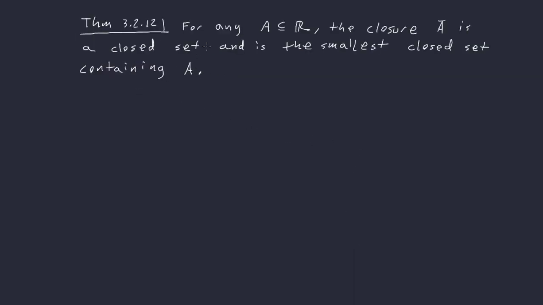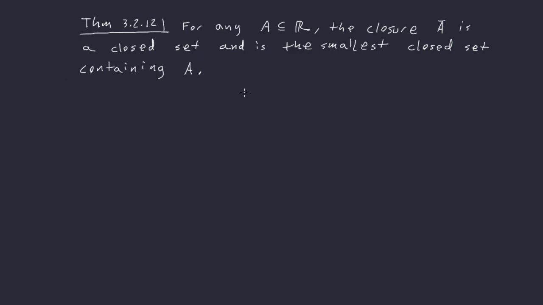All right, so this naturally leads us to Theorem 3.2.12, which basically says that for any A in the reals, the closure A bar is a closed set and is the smallest closed set containing A. Okay, so the part that is actually easier to prove here is that it's the smallest closed set containing A. It may seem kind of obvious that the closure is a closed set.